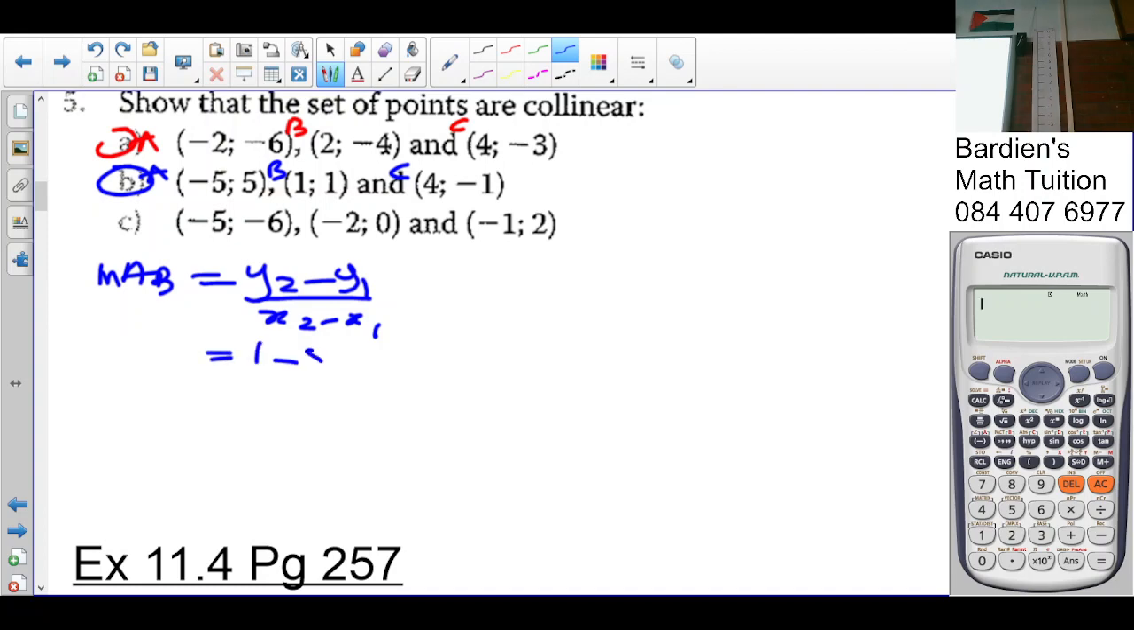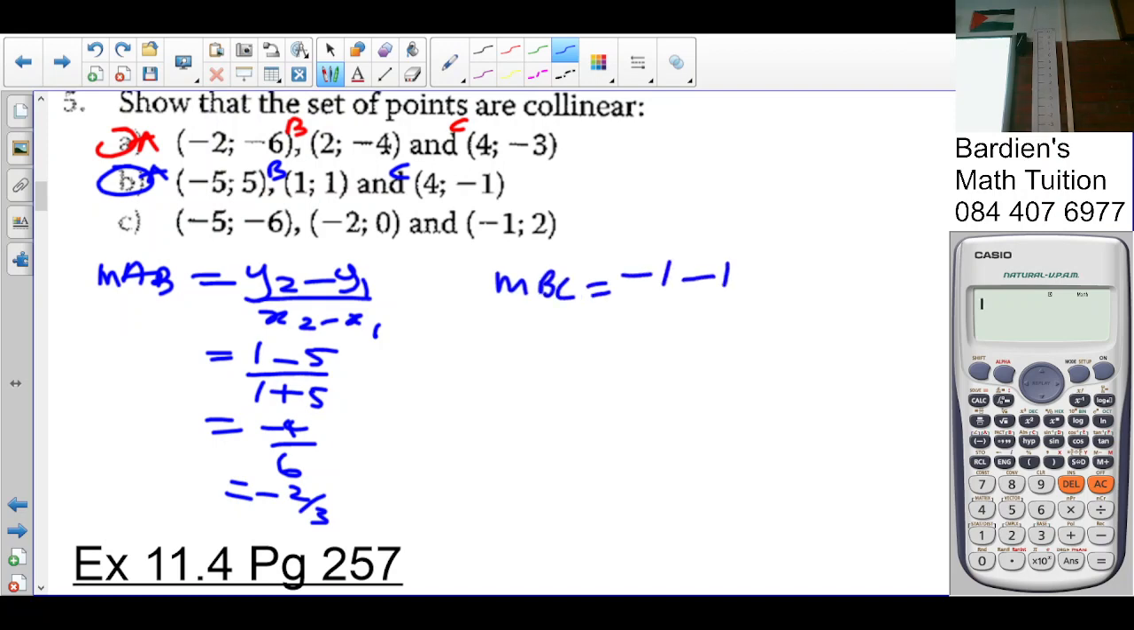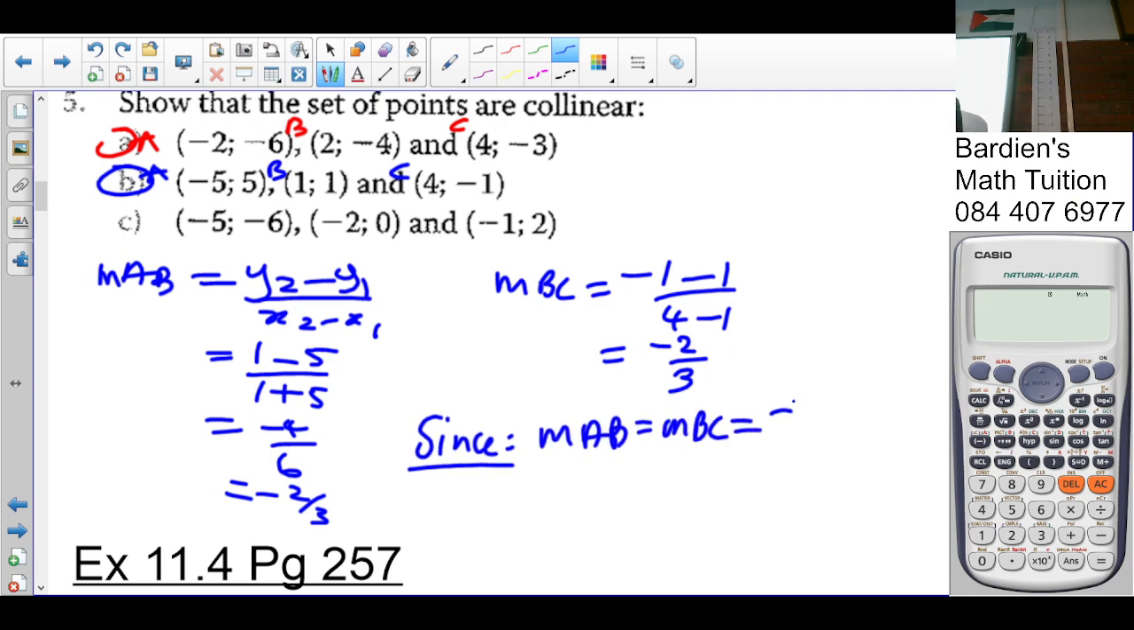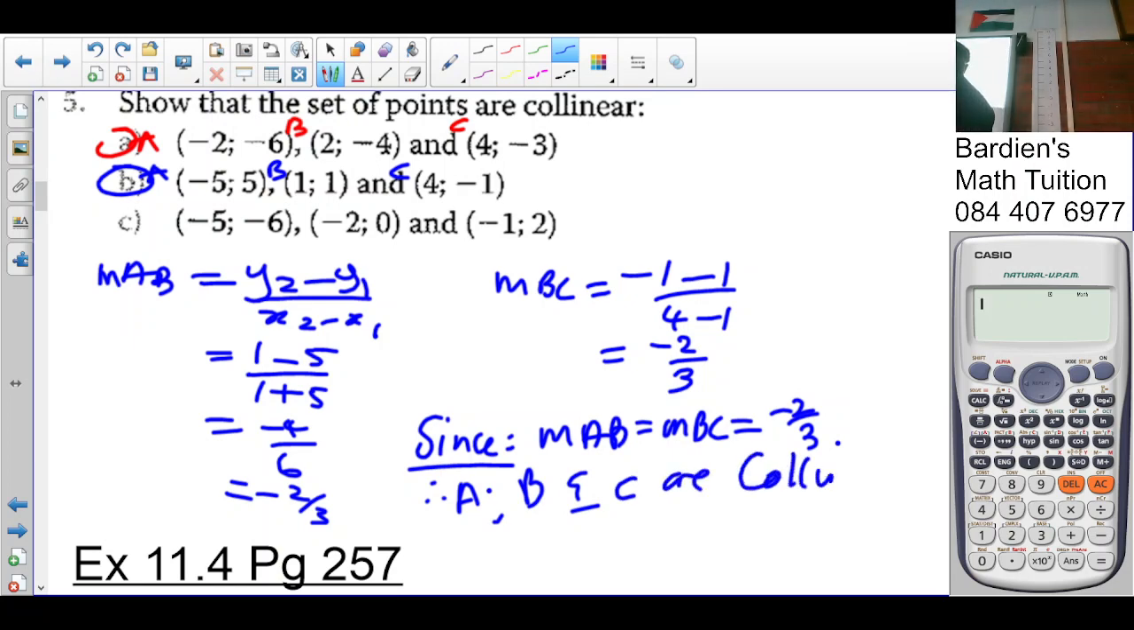It's going to be 1 minus 5 over 1 minus minus 5, which is minus 4 over 6, which is negative 2 over 3. We then work out the gradient of BC. So it's going to be negative 1 minus 1 over 4 minus 1, which is negative 2 over 3. Are they the same? Yes. So we say since the gradient of AB is equal to the gradient of BC, which is equal to negative 2 over 3, therefore A, B, and C are collinear. Why? Because the gradients are the same.